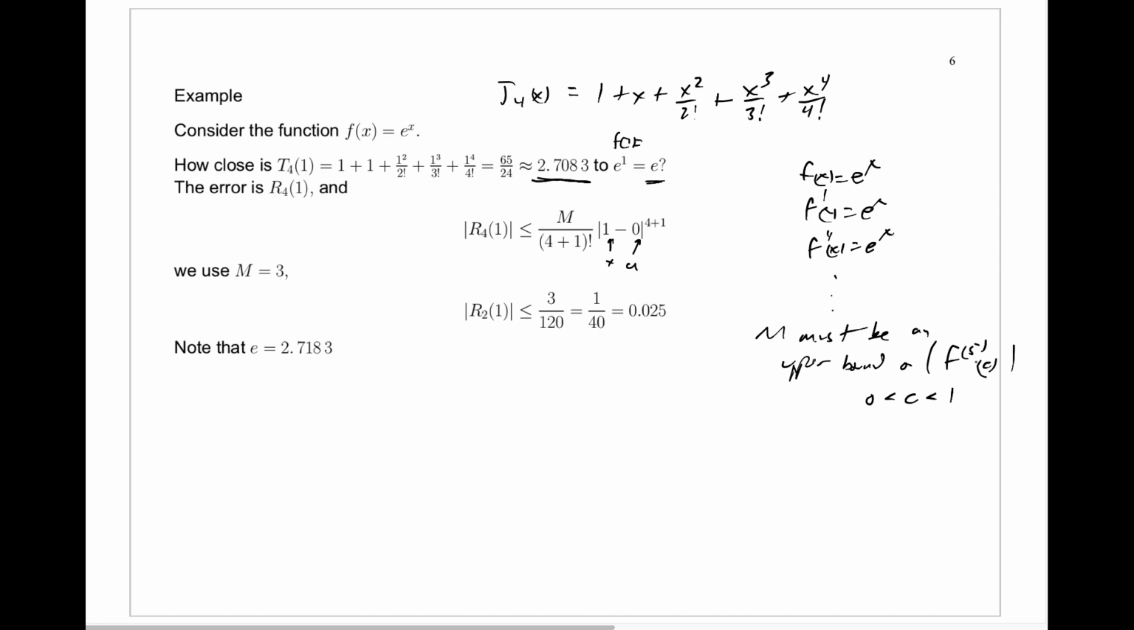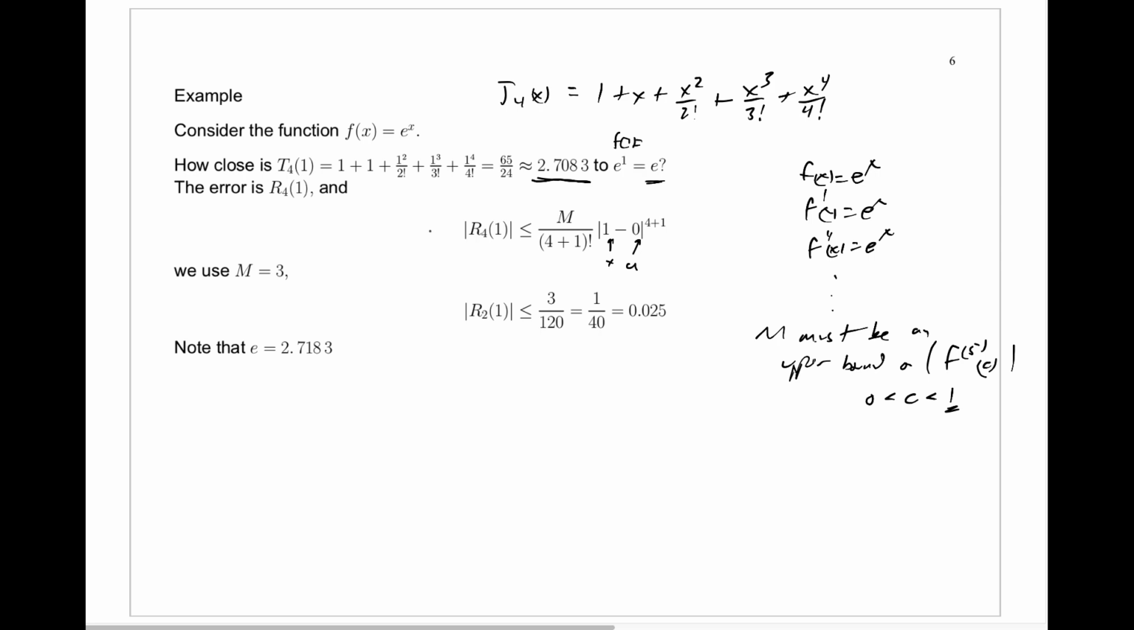Well, the 5th derivative of f will still be the exponential function e to the x. It gets biggest when the input is biggest. It's an increasing function. So this whole thing is at most the exponential function at the biggest value of c, which is 1. In other words, an upper bound m could be just the number e. Well, if we don't know exactly what e is, then how do you pick m? Well, m can be just any number that's bigger than e.